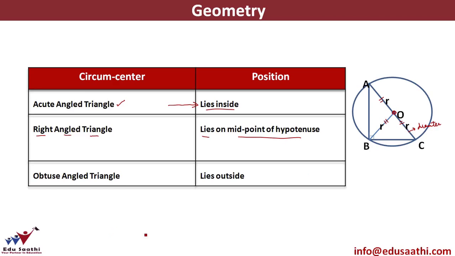In case the triangle that I have is an obtuse angle triangle, the circumcenter will lie outside the triangle. Why? Because in an obtuse angle triangle, if you look at it, the perpendicular bisector will not always be inside the triangle. The point of concurrency is not necessarily inside the triangle that we have. So I can have it outside the triangle as well.